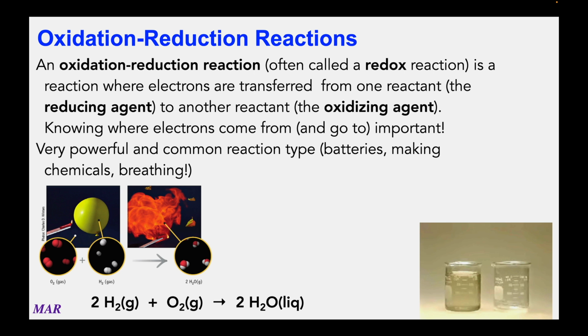So anyway, in a redox reaction, you have electrons that are transferred from one reactant, which is called the reducing agent, to another reactant, which is called the oxidizing agent. And it's important to know where electrons come from and where they go to in a reaction, all right? They're very common, very powerful, there's lots and lots of uses for it, and let's talk a little bit more about what a redox reaction is.